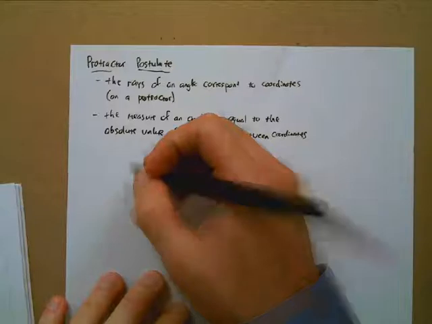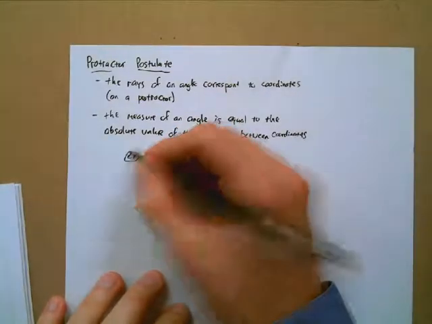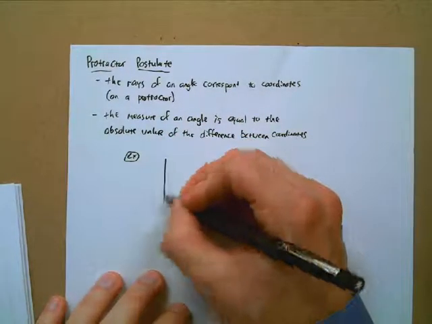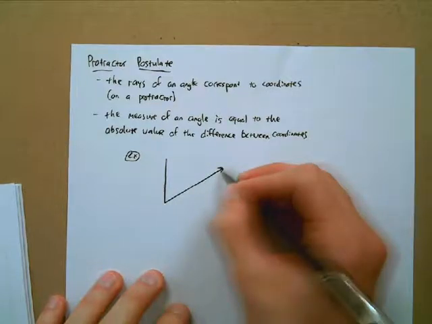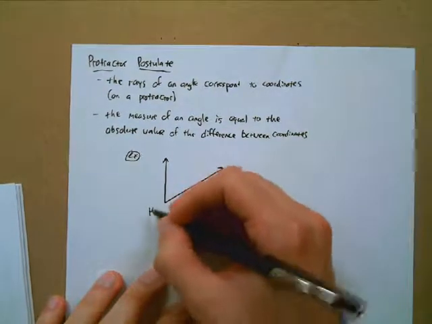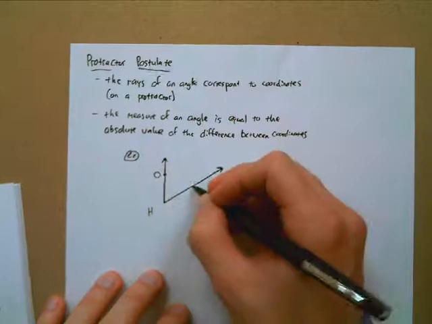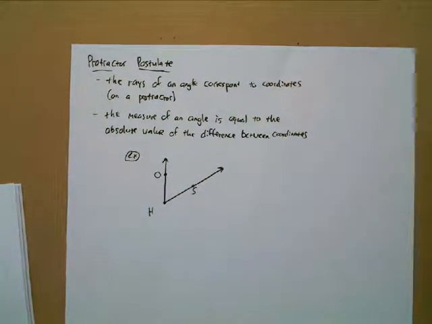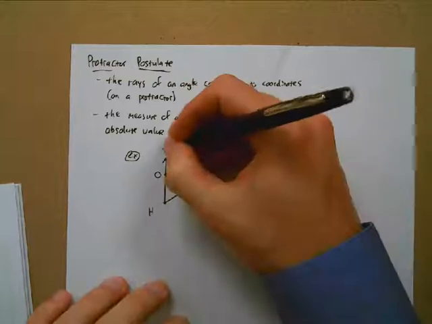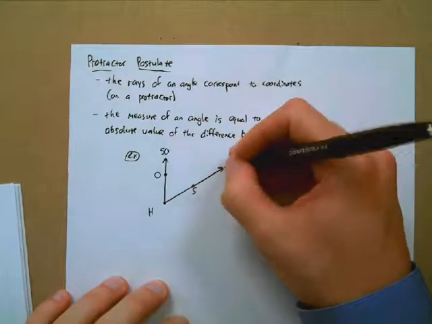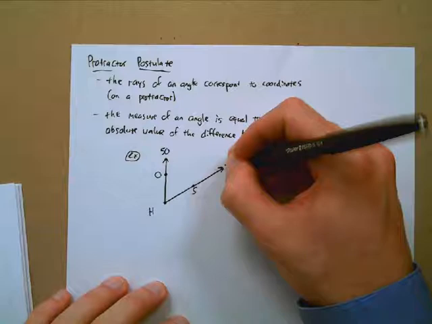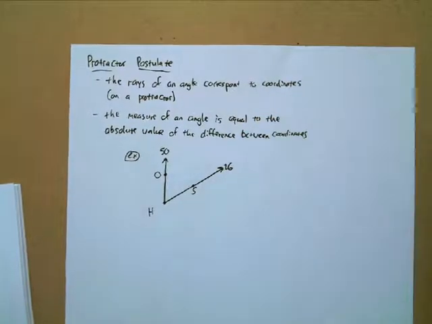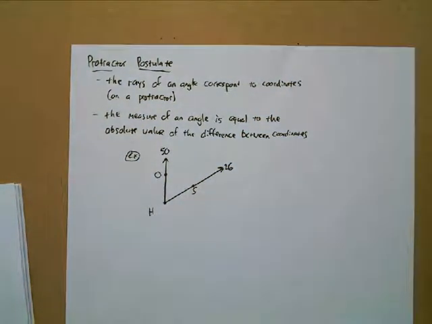So, COP. Okay. And A is in the interior. So that means inside of those two rays somewhere. Let's say it's right here. Okay, there's A. So if A is in the interior, then angle COA plus angle AOP is equal to angle COP.